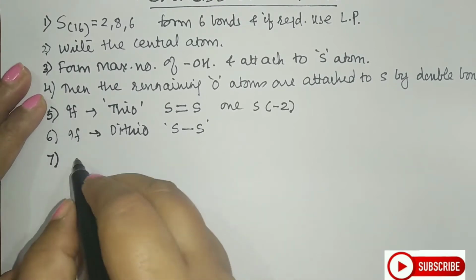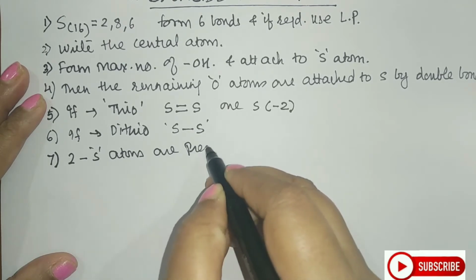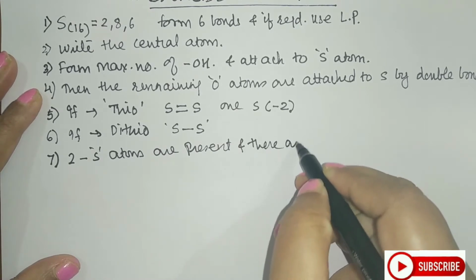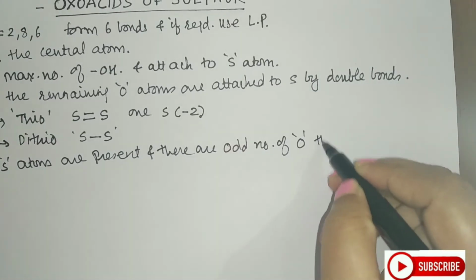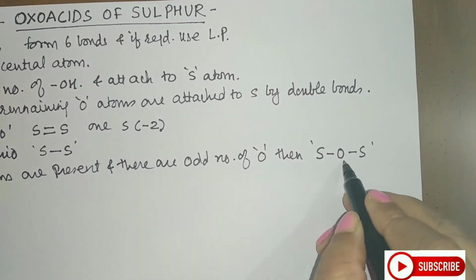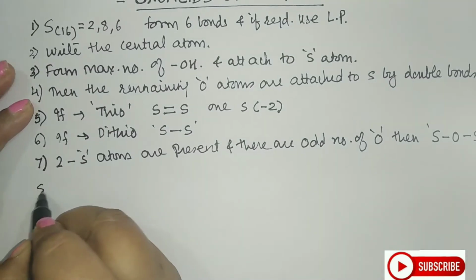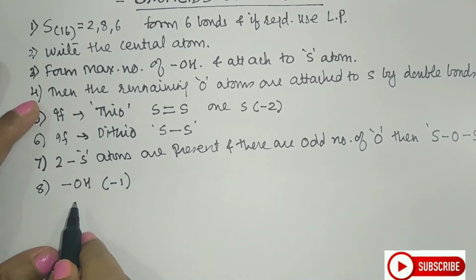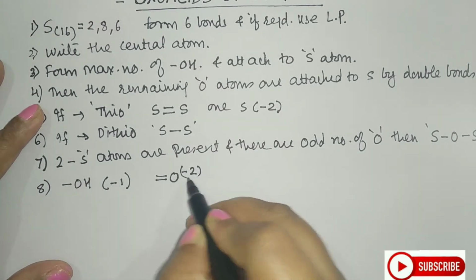That is, if 2 sulfur atoms are present and there is an odd number of oxygen, then you must form SOS, that is the peroxide type of oxygen between the 2 sulfur atoms. So this skeleton you have to form. Next, very important, if there is an OH group, assign an oxidation number of -1 to that OH group. If there is a double bonded oxygen, then you assign a -2 oxidation state.